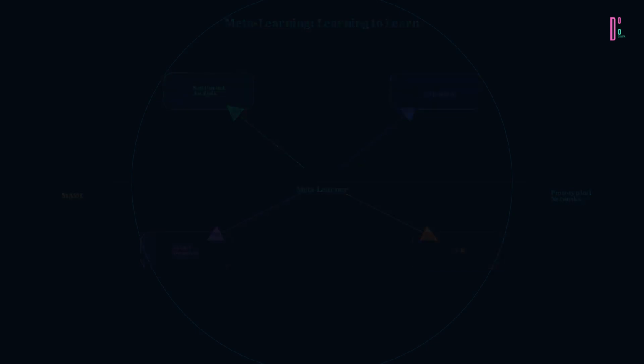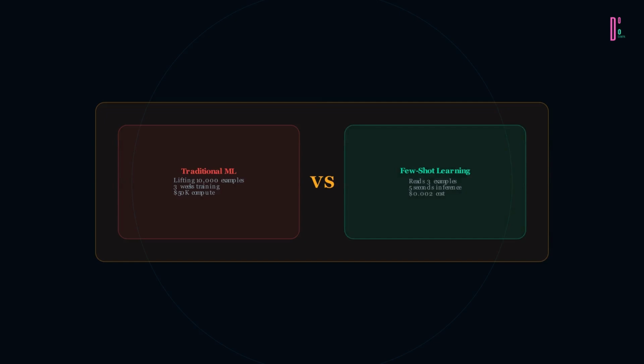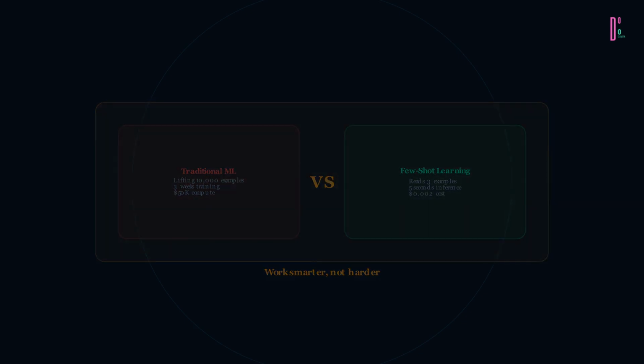They build internal representations that make new tasks easy. Think of it this way. Traditional machine learning is the student who reads the entire textbook cover to cover. Few-shot is the student who reads 3 practice questions and aces the exam anyway.